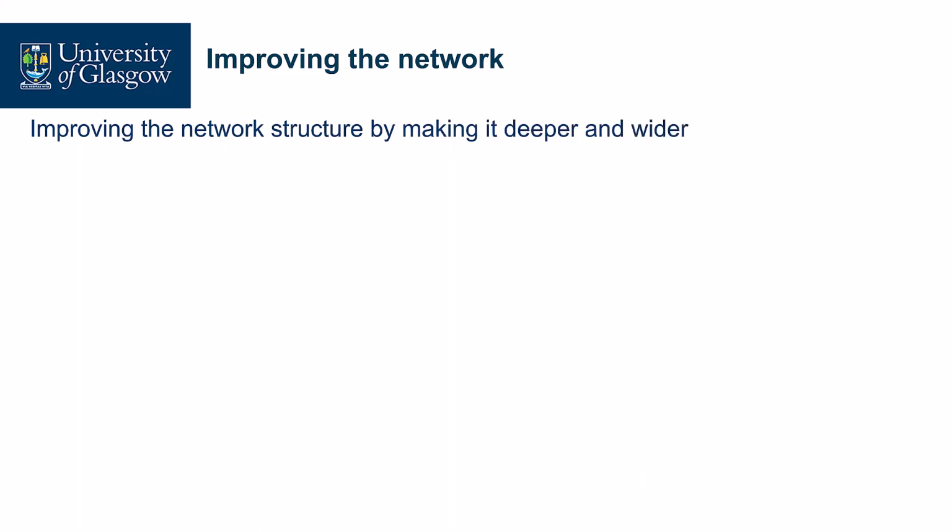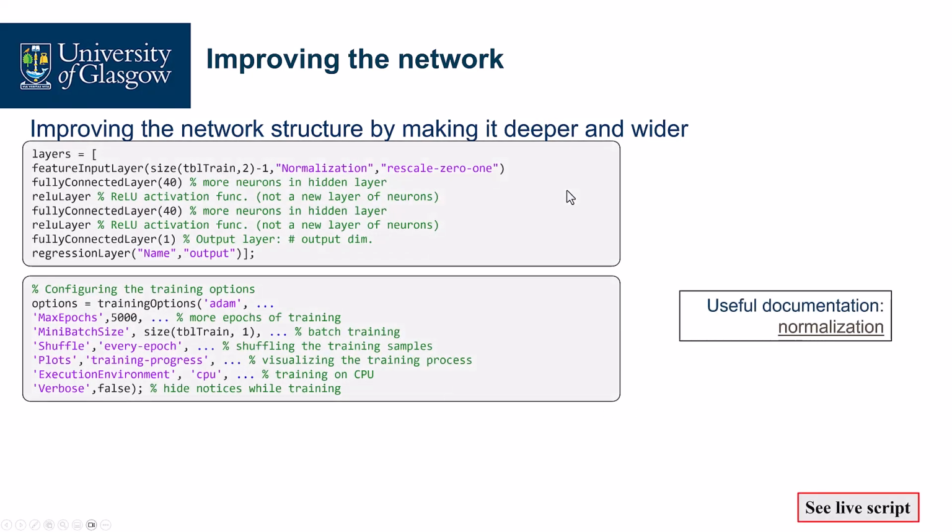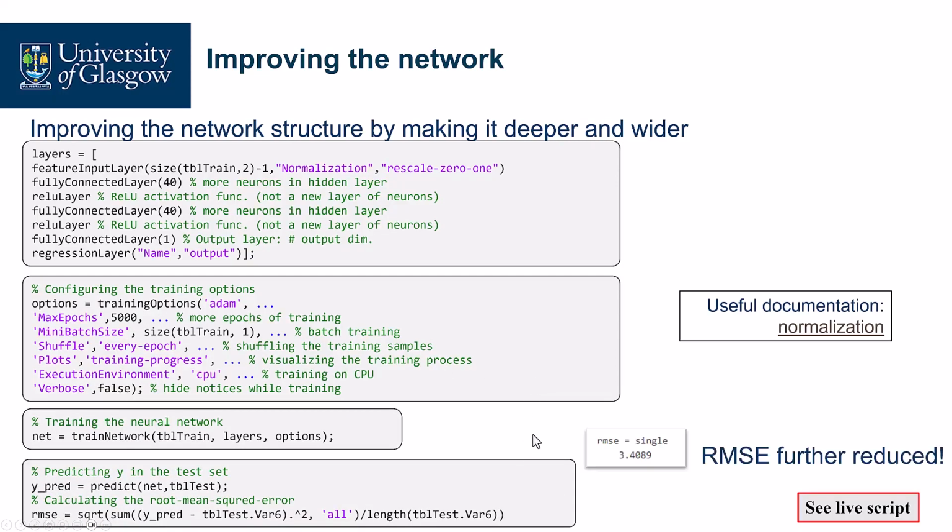Now for the next step, I'm trying to make a more complex neural network to see if the result can be improved further. So I make the neural network deeper and wider. Here I introduce 2 hidden layers, and each of them has 40 neurons. We can see here 40 ReLU, 40 ReLU, right? Then I keep the epochs at 5,000, and I train it. This time we can see the prediction error becomes smaller again, 3.4, right?